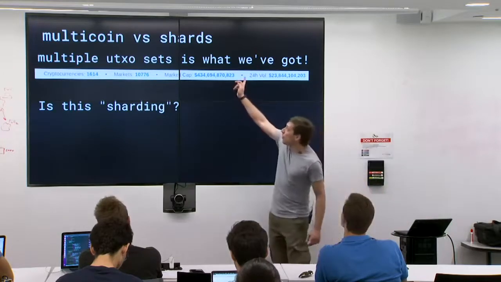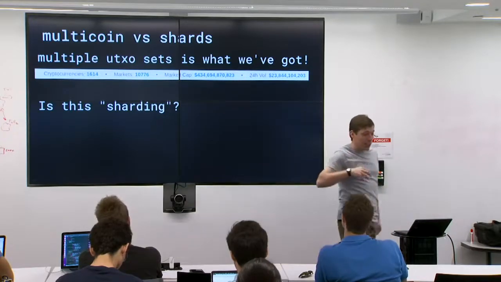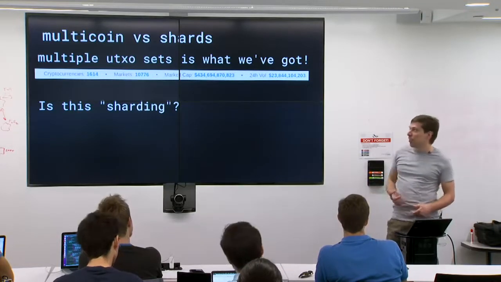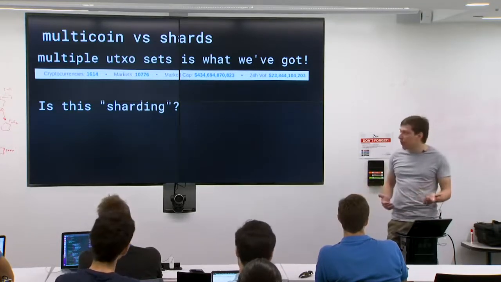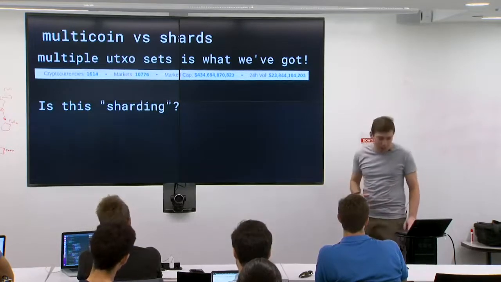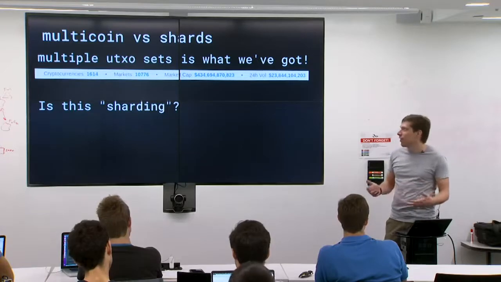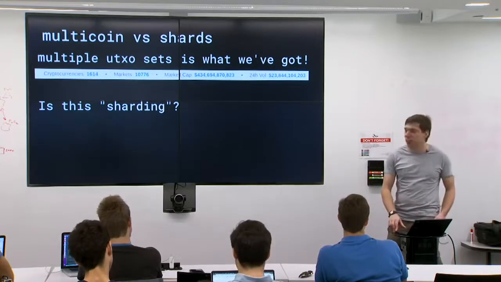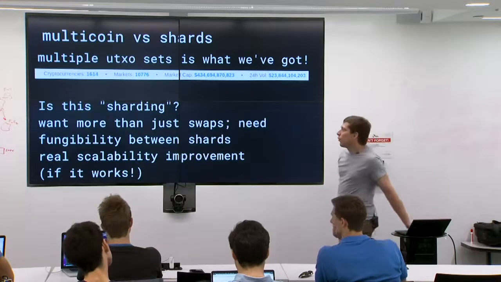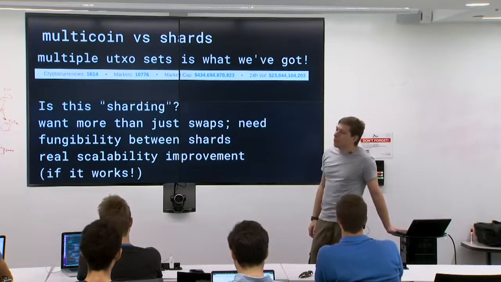However, in this case, if I want to keep track of my Bitcoin UTXO set, I don't need to download Dogecoin. That's great. And if people want to swap between Dogecoin and Bitcoin, they can, well, Dogecoin doesn't have SegWit support, so it's a little harder. But Vertcoin, Litecoin, a lot of different coins have fairly easy swaps. But it's more than just swaps. We need actual fungibility between the shards.